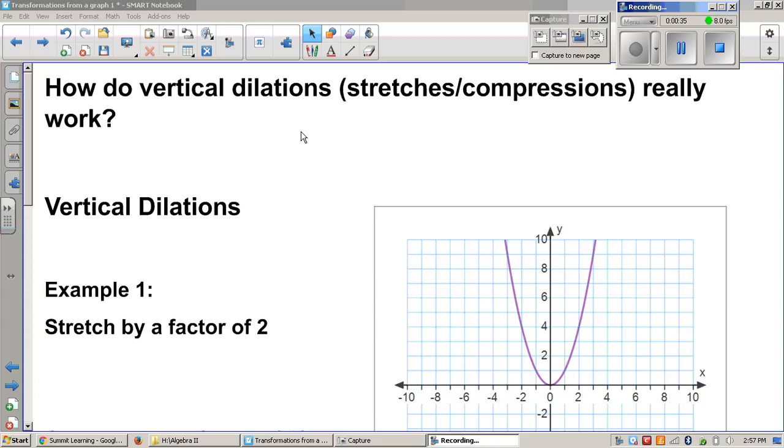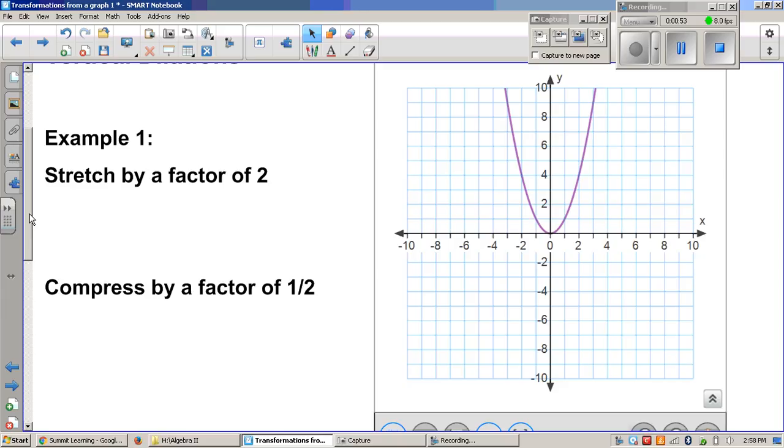Horizontal stretches and compressions are pretty complicated, and I will explain that later when we're talking about what to do when you're writing the actual equation of a function given transformations, but here we're just going to stick with vertical stretches and compressions. So in this example, we're going to take this original graph and do what it says: stretch by a factor of 2, compressed by a factor of 1/2.